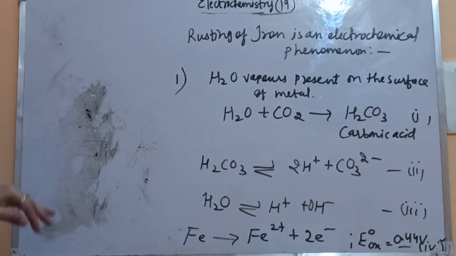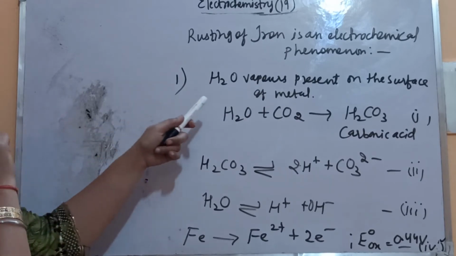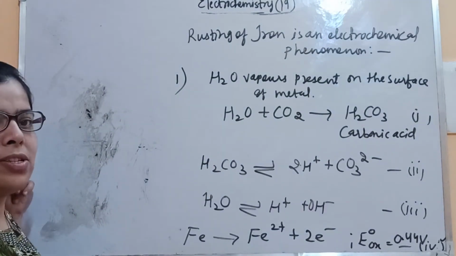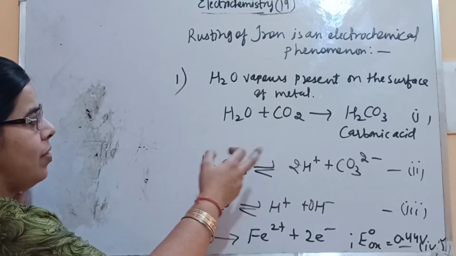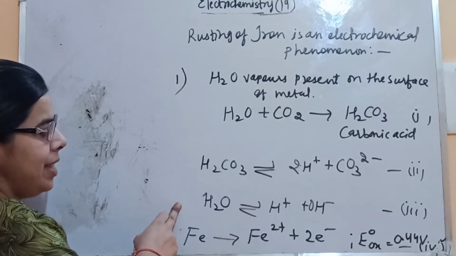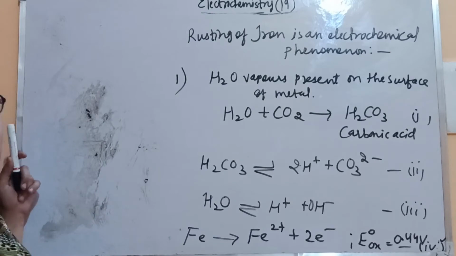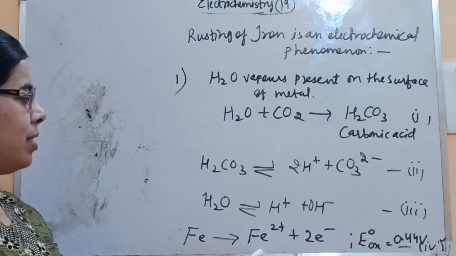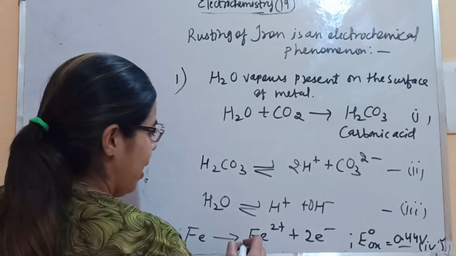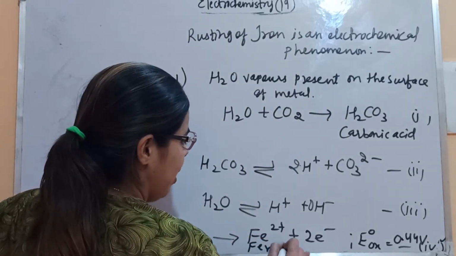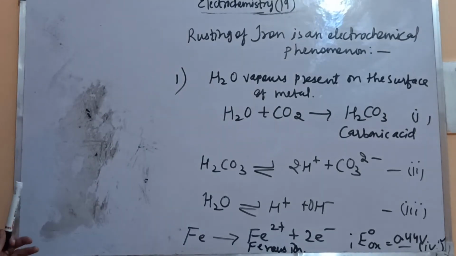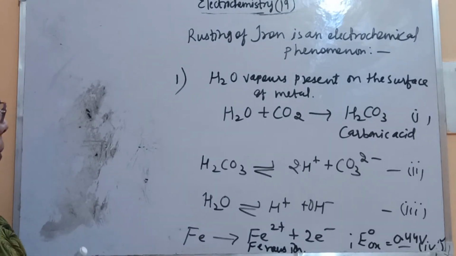Okay, so all these reactions first to fourth, from where we have started: water vapors present on the surface of the metal come in contact with the carbon dioxide of the atmosphere and form carbonic acid, it will slightly ionize, water will also ionize, and then iron will come in contact with the oxygen of the atmosphere and gets oxidized to the ferrous ions, whose oxidation potential is 0.44 volt. So this one reaction is ready, which is taking place at anode.